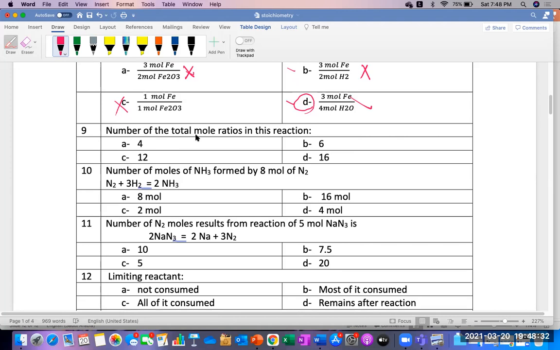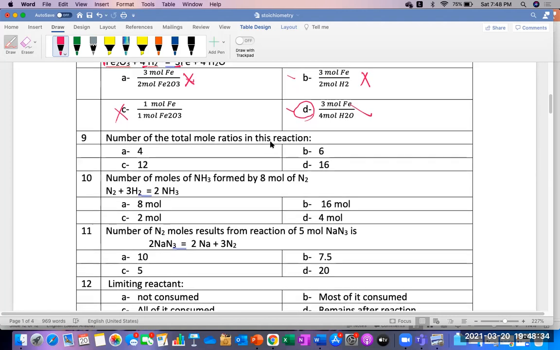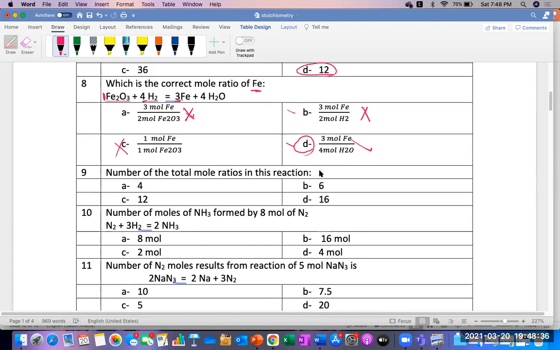Okay, the number of the total ratio in the reaction. I didn't write the reaction. I think this reaction will be the first, which is N2 plus 3H2. It will give you 2 NH3. And of course, this one will be 3 times 2, so it will be 6.